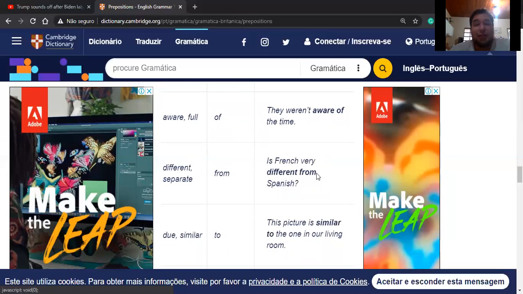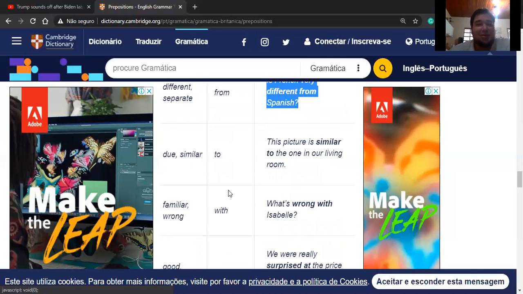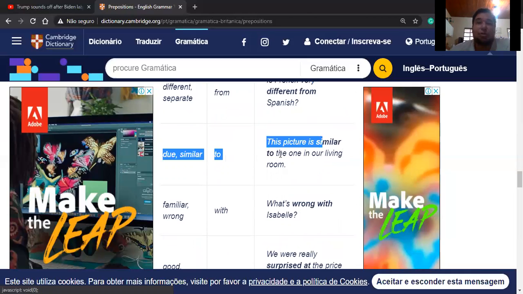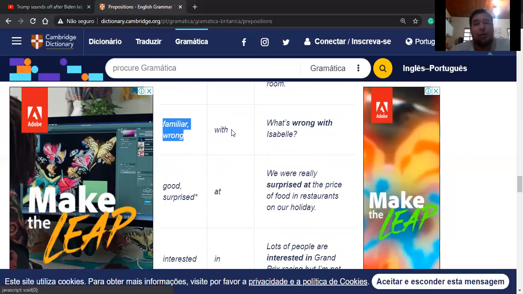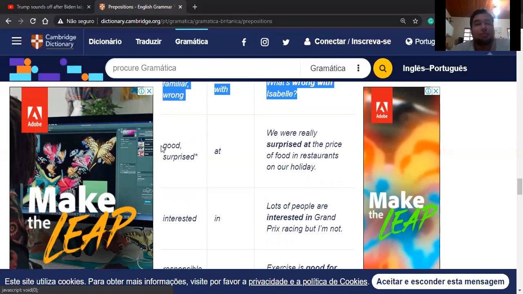Different, separate from. Is French different from Spanish? Si, oui. Yes, I think so. It's very different. Similar, adjective, preposition to. The picture is similar to the one in our living room. Familiar, wrong, with. What's wrong with Isabel? I hope Isabel's okay. Good and surprised.